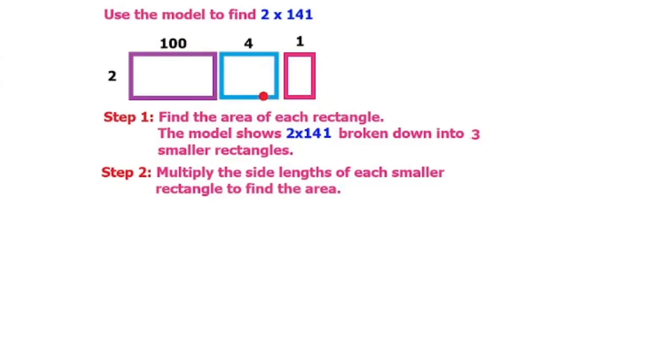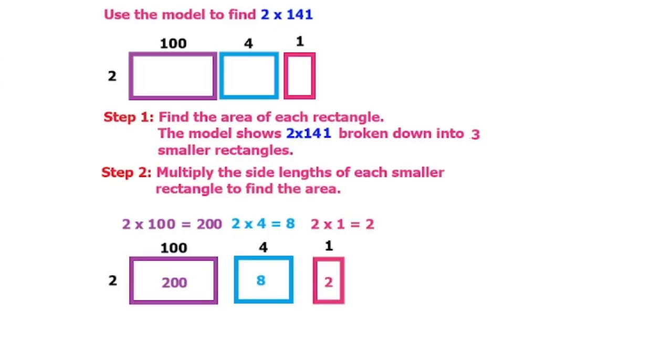So the side lengths for this, the blue square, it's 4 by 2. We know that this side length is 2 because it's exactly the same as this one. And here as well, we know this side length is 2. So we do 2 times 100, which equals 200. That's for the purple rectangle. Then we do 2 times 4 equals 8. That's for the blue rectangle. And then we do 2 times 1 equals 2 for the pink rectangle.